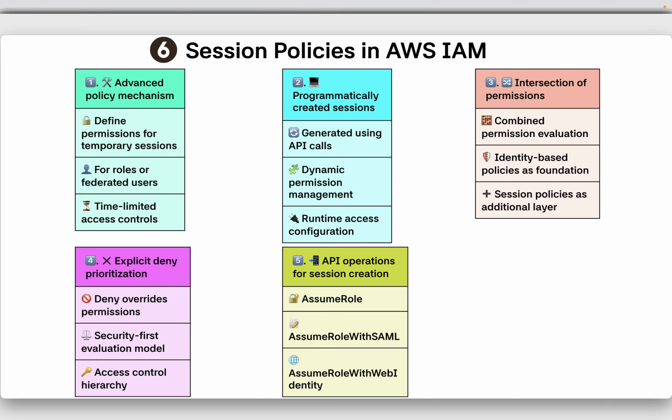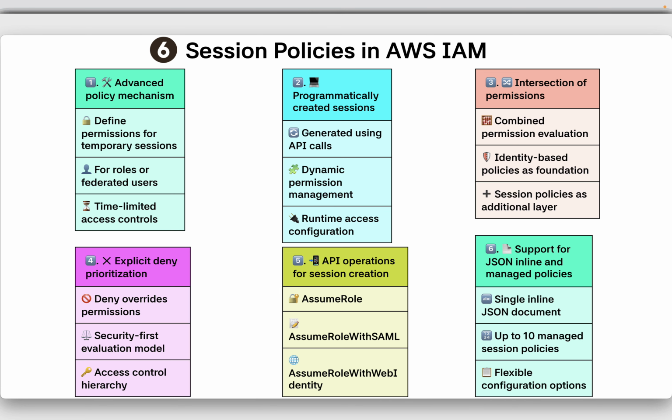API operations for session creation. Sessions can be created using assume role, assume role with SAML, or assume role with web identity operations. So these are the three APIs. Support for JSON inline and managed policies. So you can specify permissions using a single inline JSON document or up to 10 managed session policies.